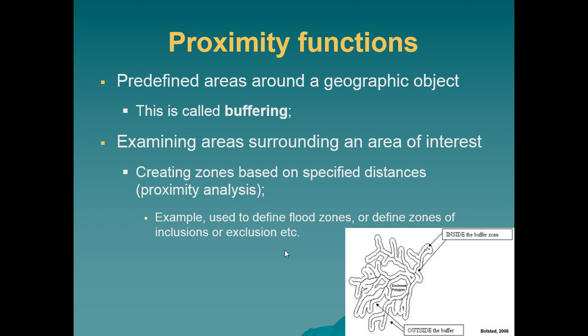An inclusion zone, for example, might be if you generate a certain buffer distance around, let's say, a school, and you define a distance and say all residents that fall within that buffer distance can attend this school. Okay?